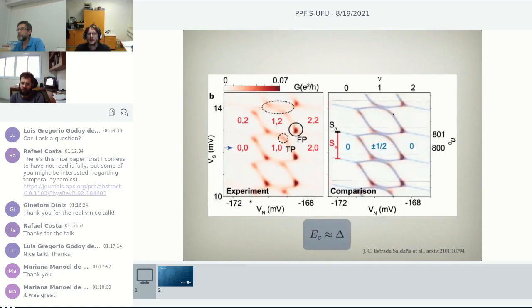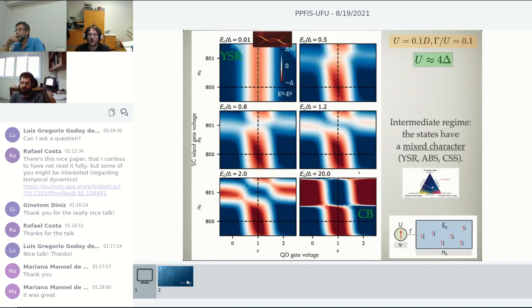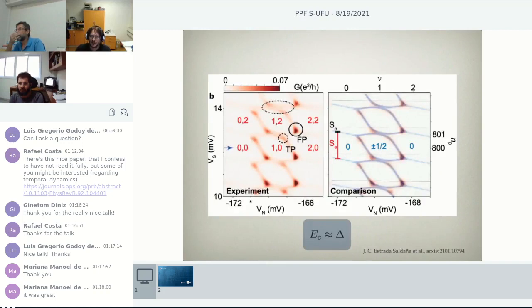And then we juxtapose the experimental figure with these transparent blue lines, which actually correspond to the white lines in this diagram. The white lines are the points where the subgap states cross the Fermi level, and this is when the device becomes more conductive, and this is exactly what experimentalists are able to measure. And indeed, with some parameter tuning, we are able to recover this phase diagram, and it turns out that EC is actually very close to delta.